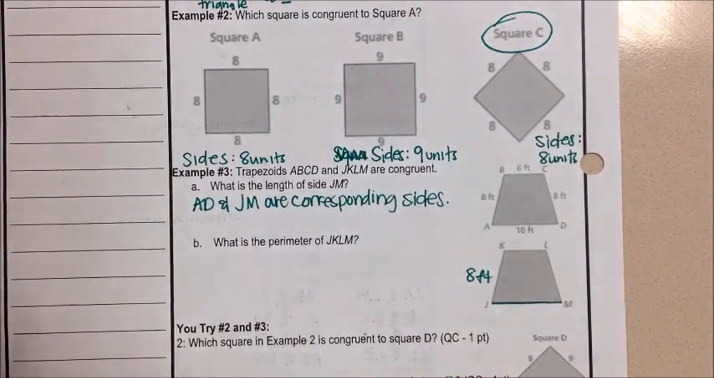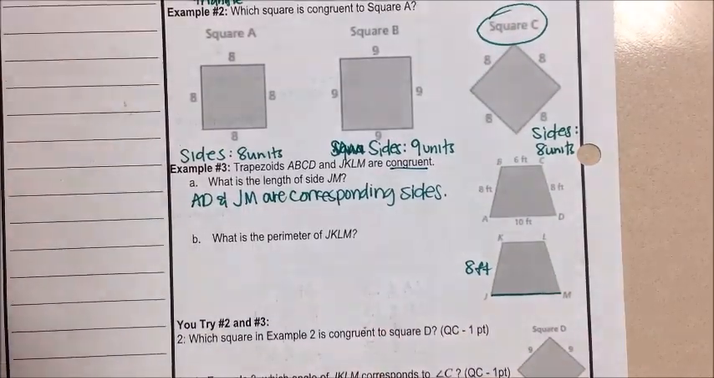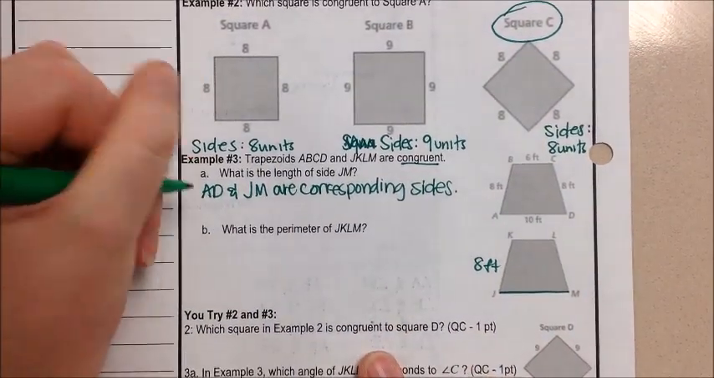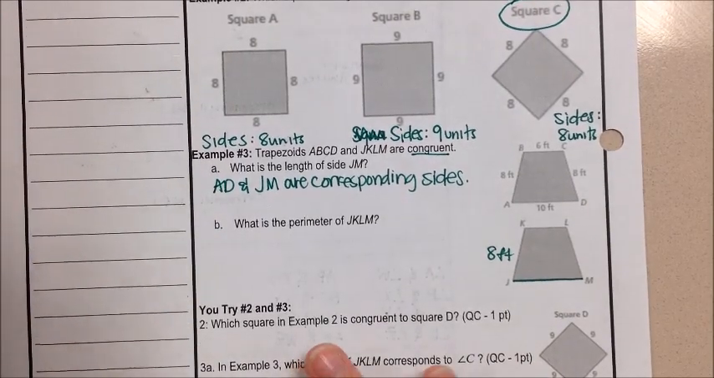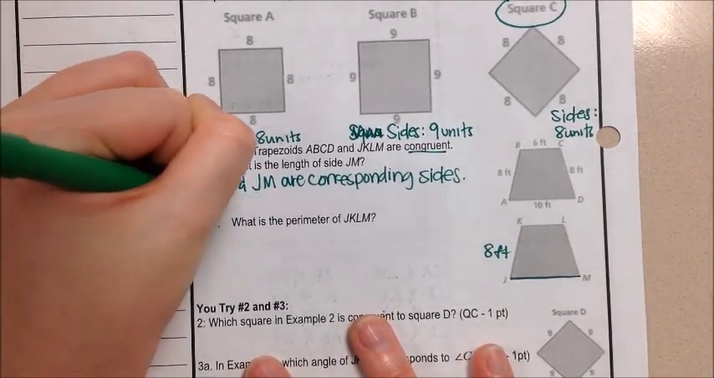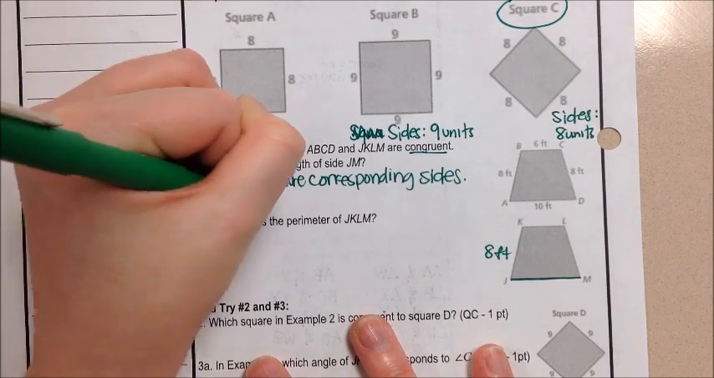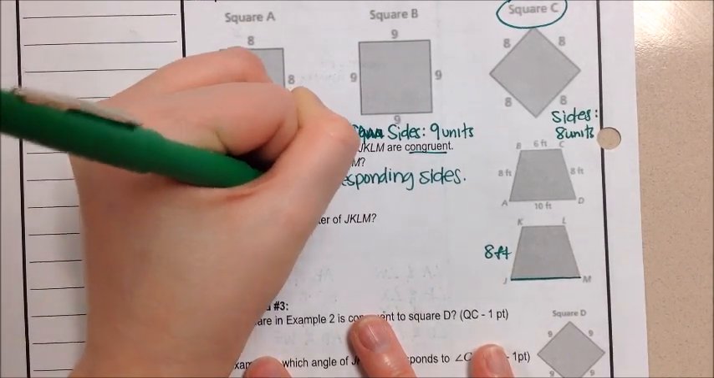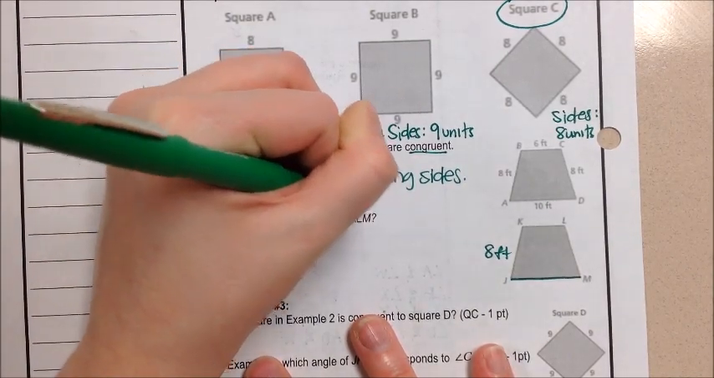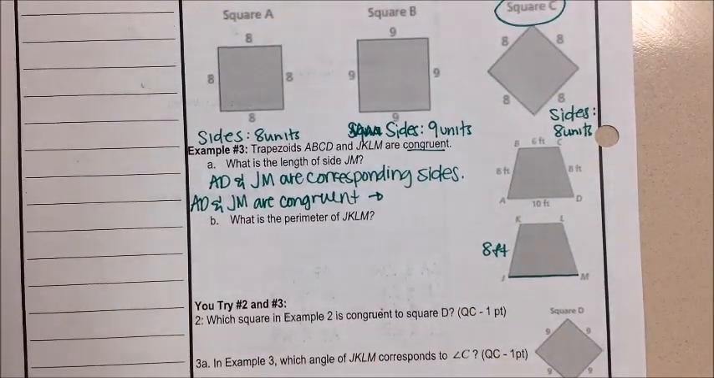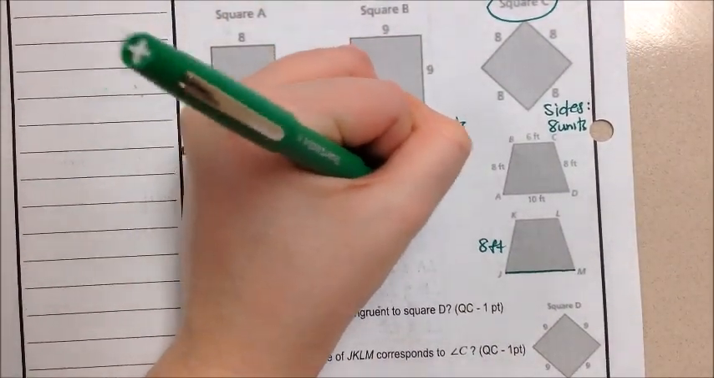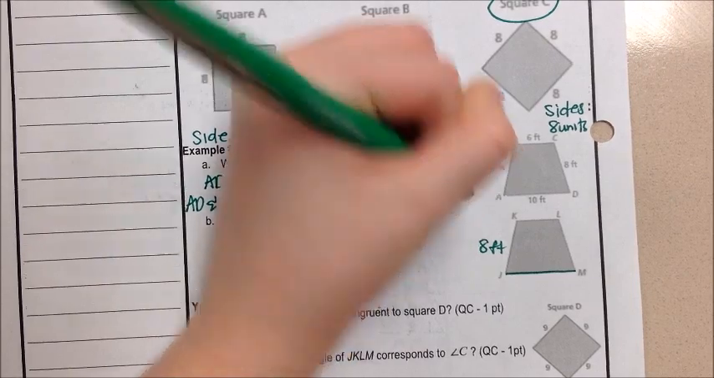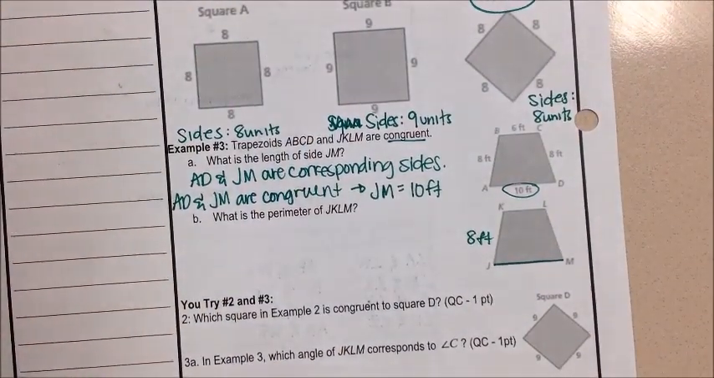And since I know those two figures are congruent, I know that AD and JM are equal. So AD and JM are congruent, which means JM is 10 feet also. That 10 feet right there.